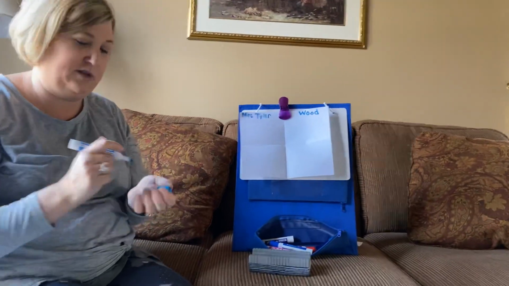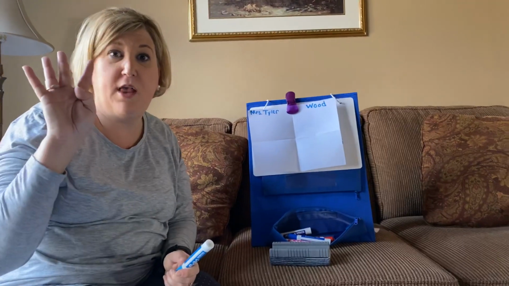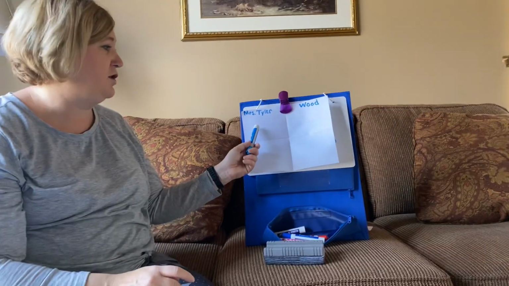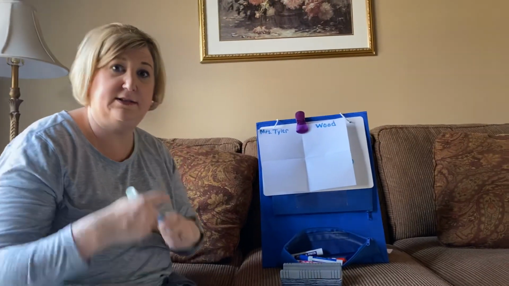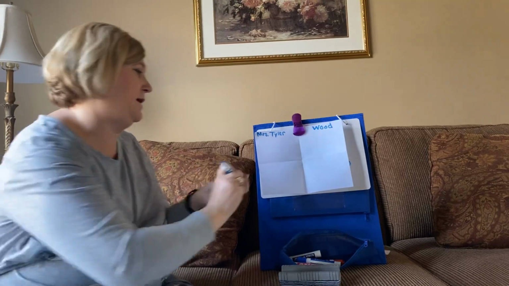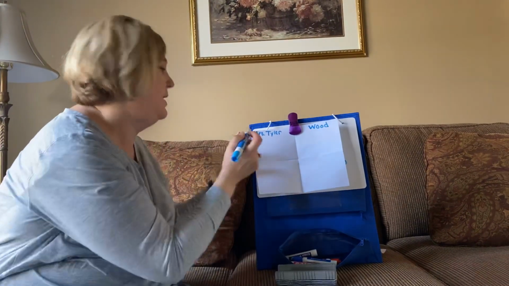Now I want you to go around your house and find 4 things that are made of wood. You're going to draw a picture in each of the squares, and then you're going to label what that picture is. So here's an example that I will give you. You know, Mrs. Tyler's not the best artist. You guys are so much better than I am, but I'll try.